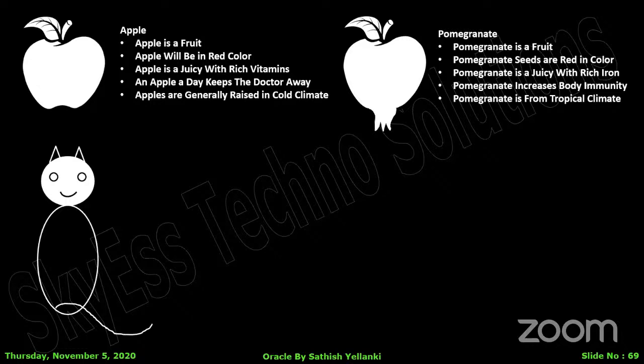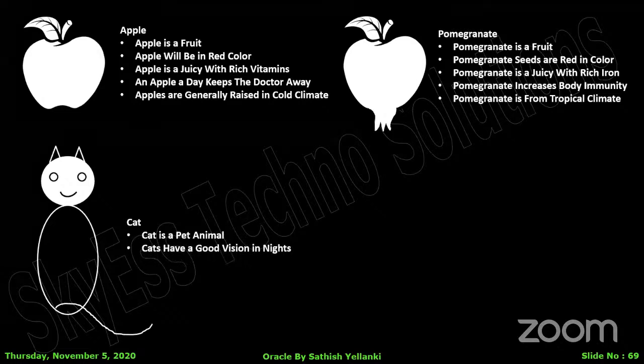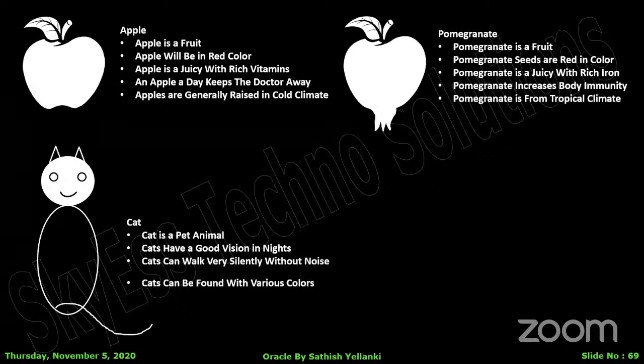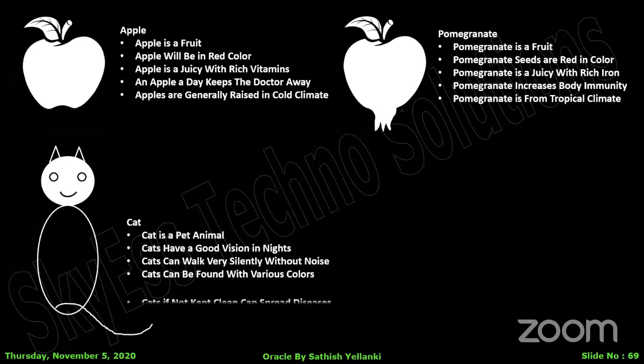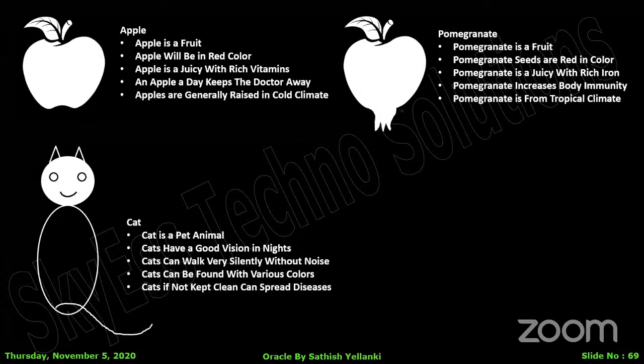Now, if I ask you what data you can give me, I think you can produce the data now. Cat is a pet animal. Cats have good vision at night. Cats can walk very silently without noise. Cats can be found in various colors. And you're saying that cats, if not kept clean, can spread diseases. So how much information or data you can produce on that model, does it not depend upon the domain knowledge of that particular model that you are associated with?